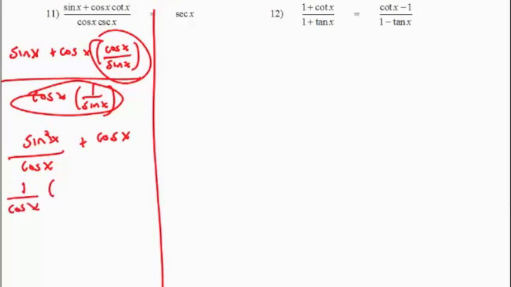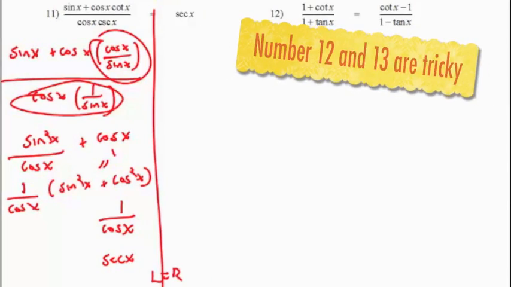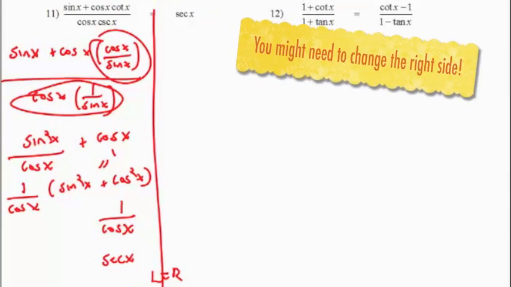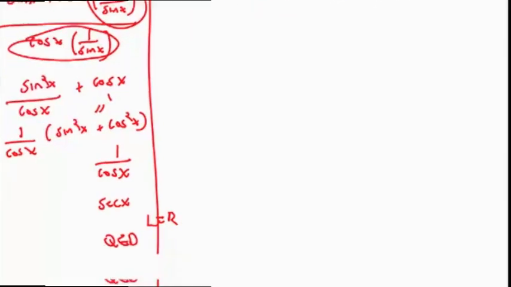Awesome. Well, this looks like a problem that we've already dealt with before, where I factor out a 1 over cos of x, and what am I left with? Well, I'm left with sine squared of x plus, well, cosine divided by 1 over cosine is cos squared of x. Sweet. We know that's equal to 1. So all we're left with is 1 over cosine of x, which is just secant of x. Left is equal to right. QED. Okay?